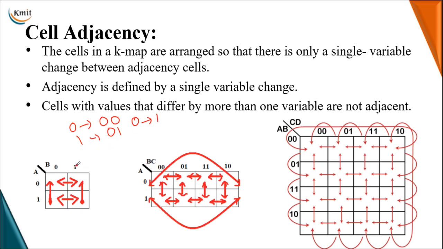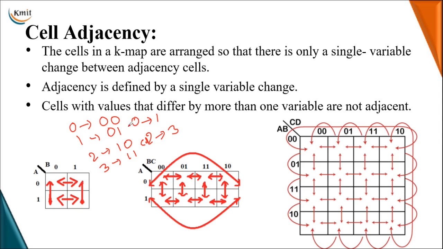In the same manner, as 0 is adjacent to 1, cell number 2 is designated with 1 0, and cell number 3 is designated with 1 1. Here also the least significant bit has a difference of 1 bit. Hence cell number 2 is adjacent to cell number 3.